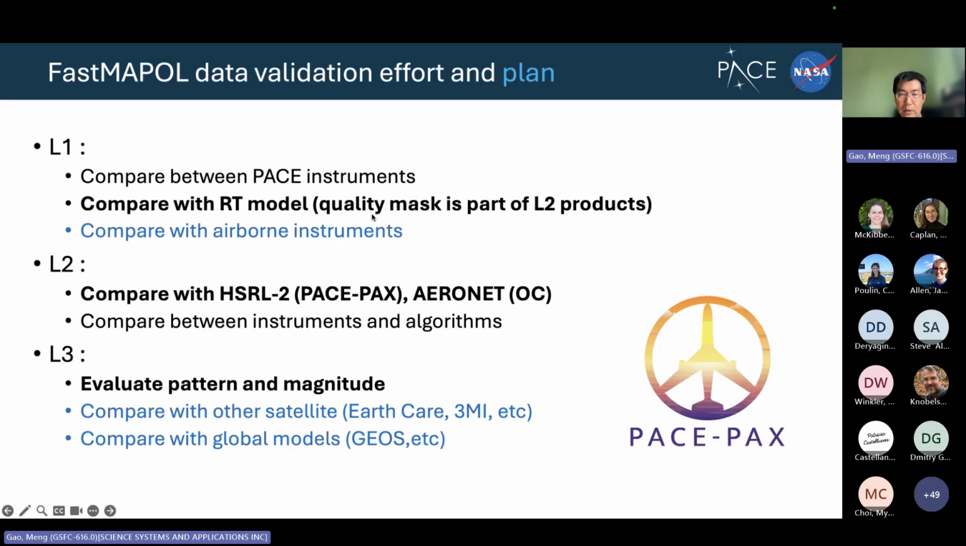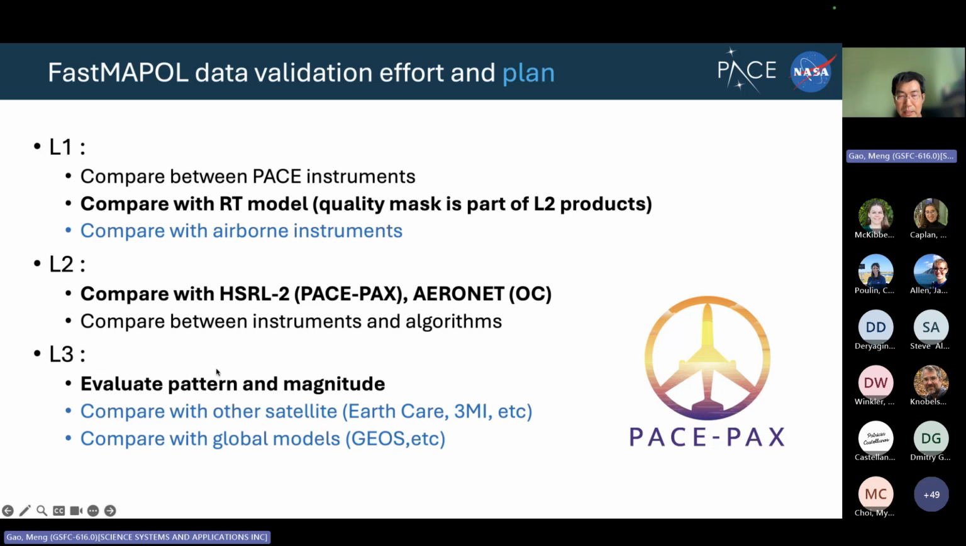We actually include one of the quality masks in the level 2 product, which indicates how well we can fit the measurement using the forward model at each angle. And for level 2, we've been using PACE-PAX data, and we also use the AERONET data. I will show you some results in the next couple of slides. And we have also spent a lot of effort trying to compare the product from different instruments, HARP2, SPEXone, OCI, and also from different algorithms, as Kirk has mentioned before.